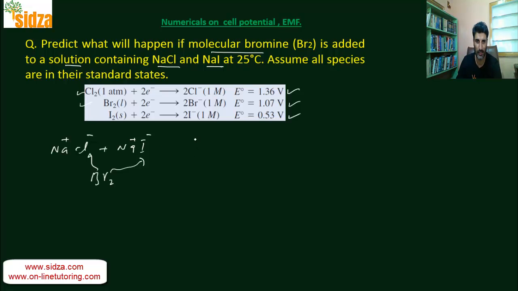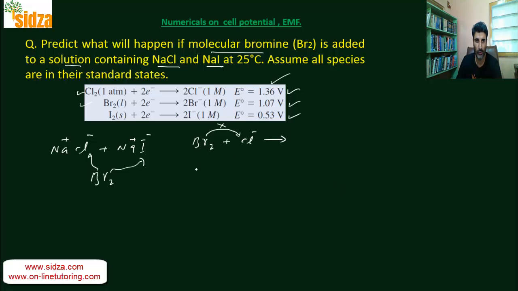Which means that the bromine molecule cannot take the electrons from Cl negative, because chlorine has a high reduction potential. High reduction potential means that it has a high tendency to gain the electron compared to bromine. So that means bromine cannot take electrons from the chloride ion because chlorine has a higher reduction potential.